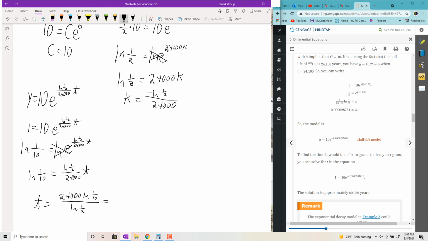I'm just thinking, would it really make that big of a difference? Well, it did. So my answer is way off because I didn't do approximations. My answer is probably better. 79,726.3 years if you want. So 79,000 years. It's awfully close to 80,000.